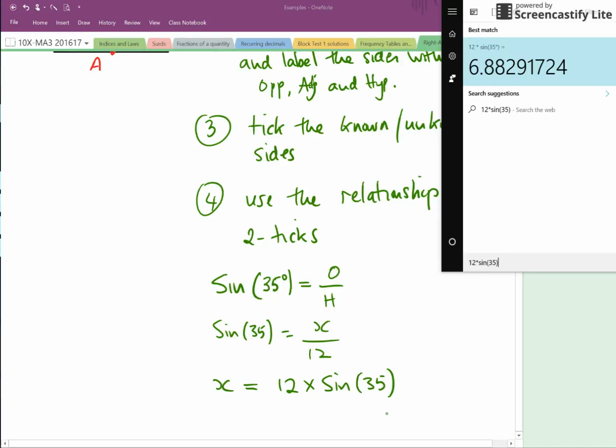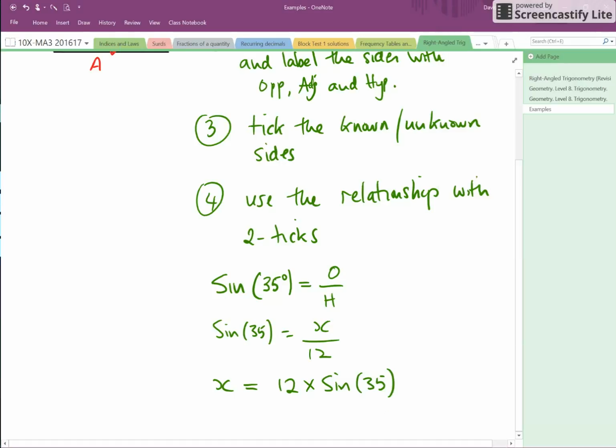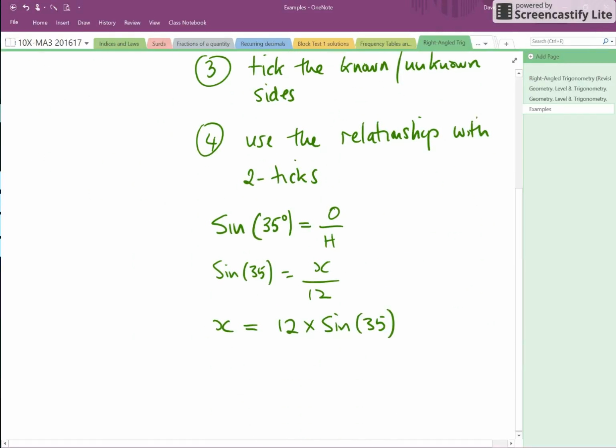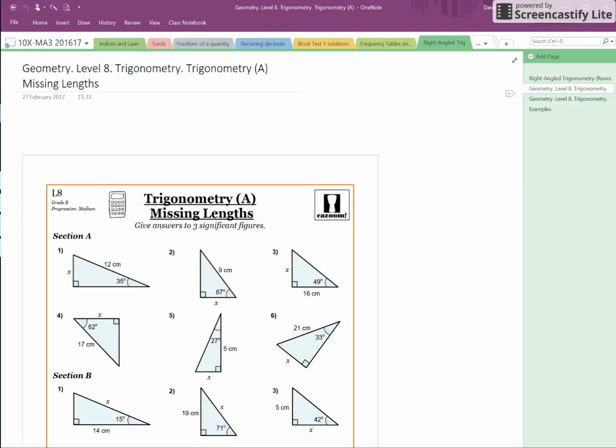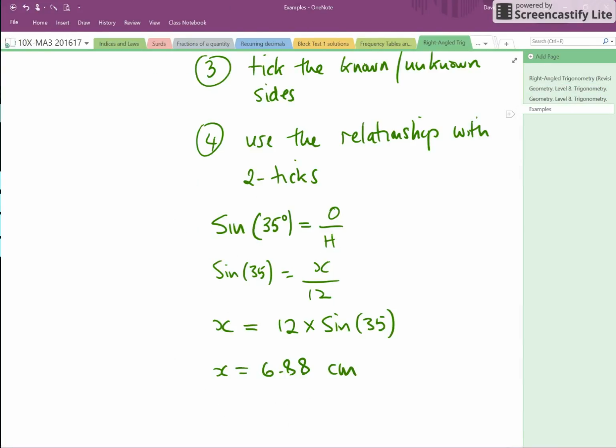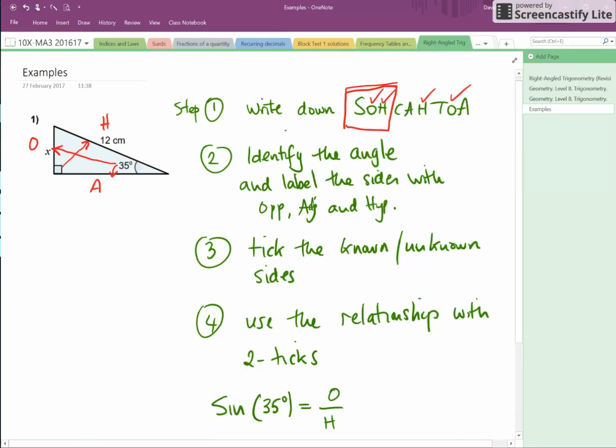And I get 6.88 centimeters. I just check the accuracy in the question. 3 significant figures it says there, so that's 3 significant figures, and that's my answer. Okay, let's do another example.